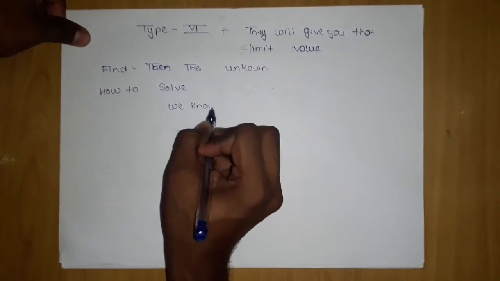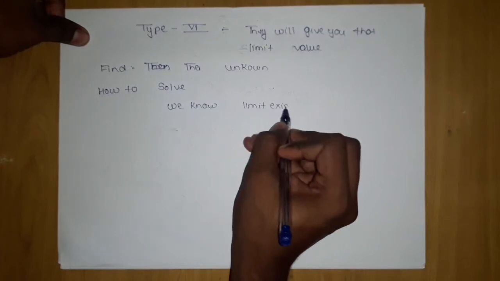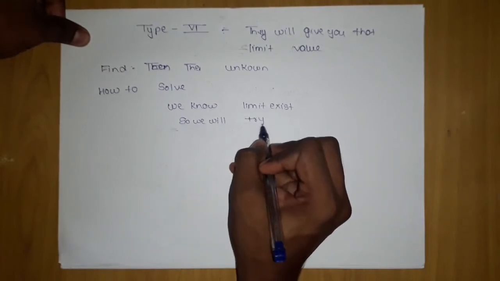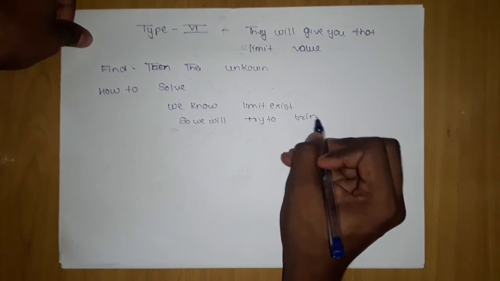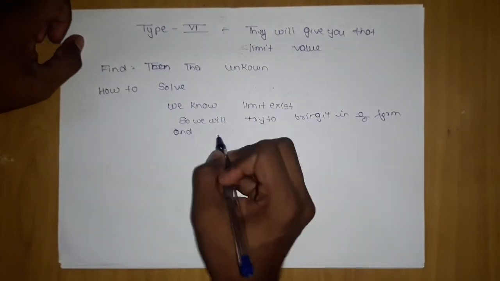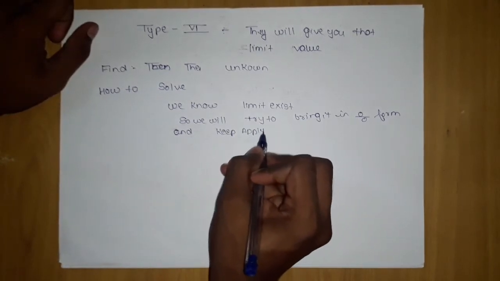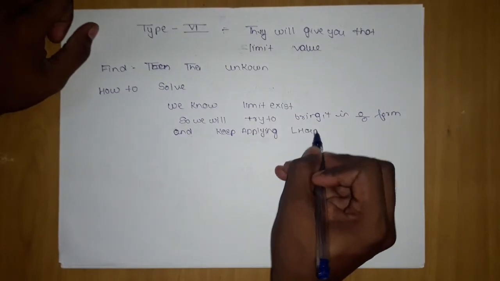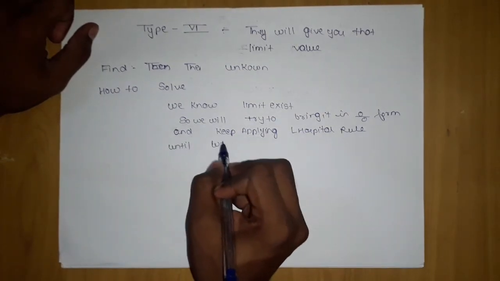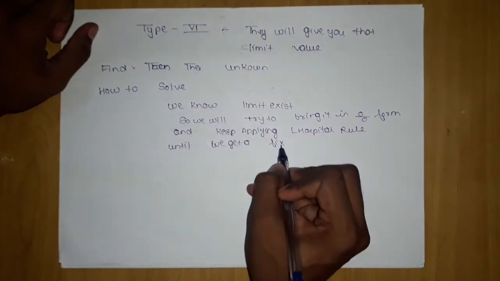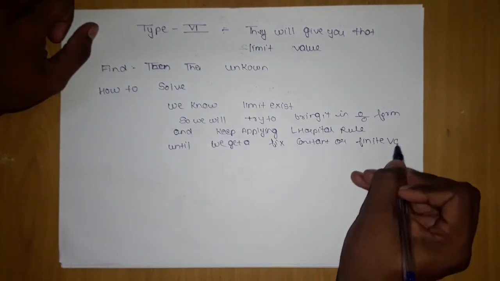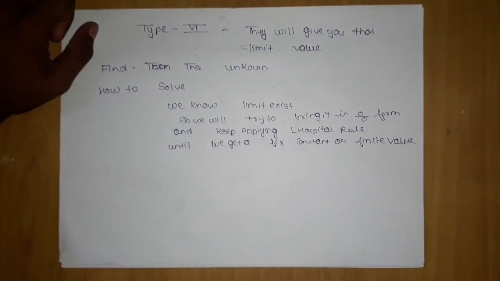We know the limit exists, so we will try to bring it in 0 by 0 form and keep applying L'Hopital's rule until we get a fixed constant or finite value. So this is a particular path which we have to follow.